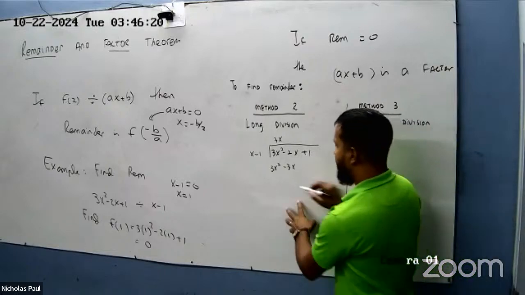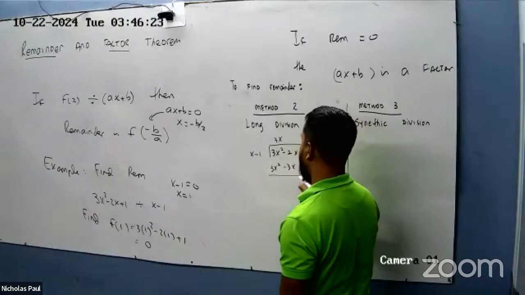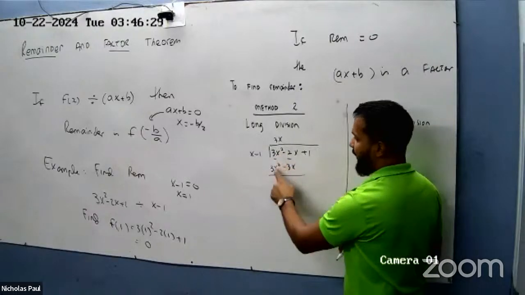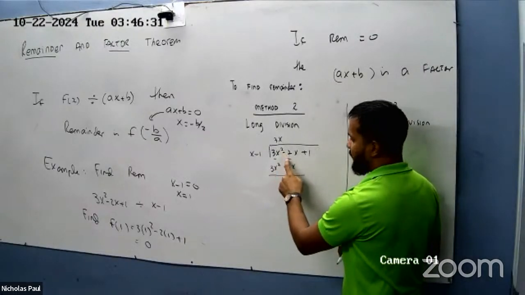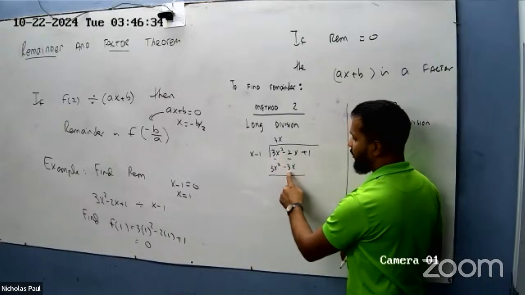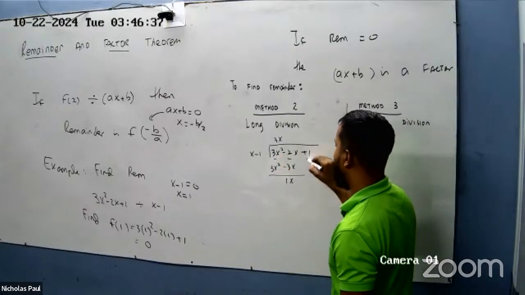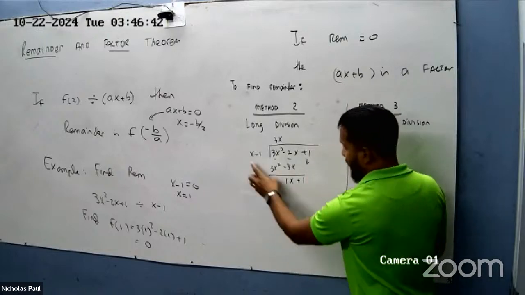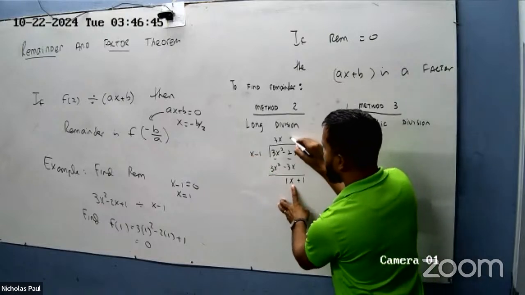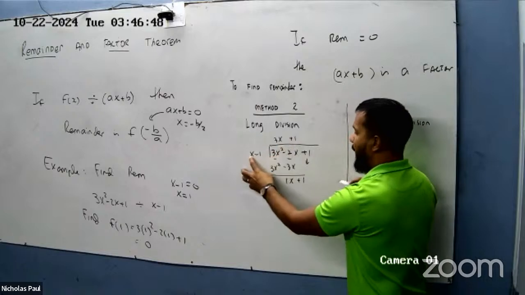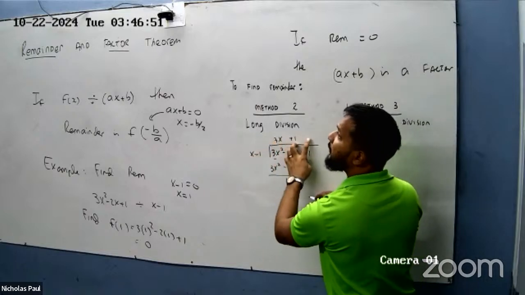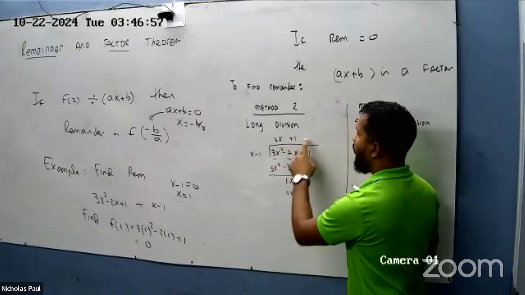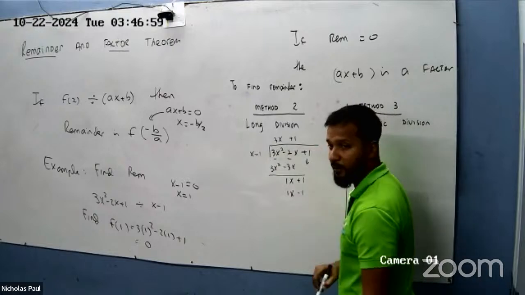That's okay? And then I'm going to draw a line and subtract. Just like primary school, this minus this is 0. Minus 2 minus minus, that's a plus. Minus 2 plus 3 is 1x. And I'm bringing down the plus 1. Right? And I'm going again. X into 1x is 1. 1 by x is 1x. One by minus 1 is minus 1.